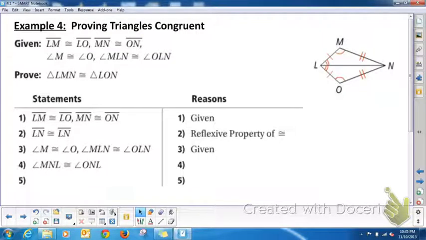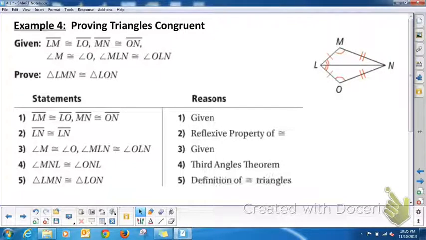We can now say we know angle MNL, that's this one here, is congruent to angle ONL. Because if two angles of one triangle are congruent to two angles of the other, then the third one is. That's the third angles theorem. And now we have all of our corresponding parts are congruent, so we can prove these two triangles are congruent, because that's the definition of congruent triangles.